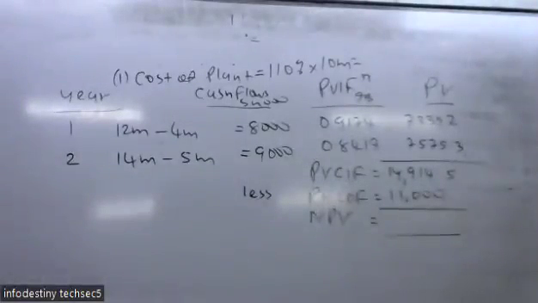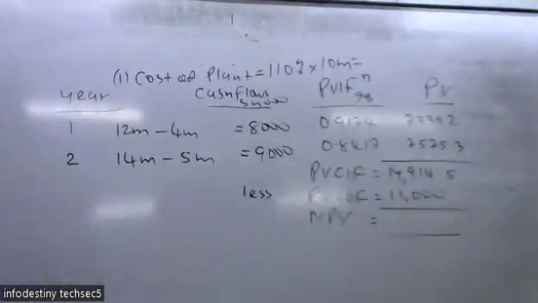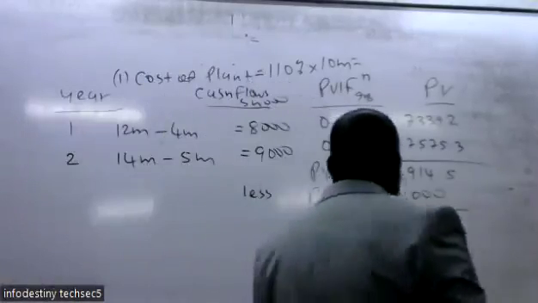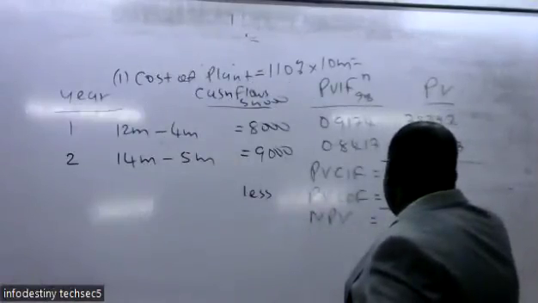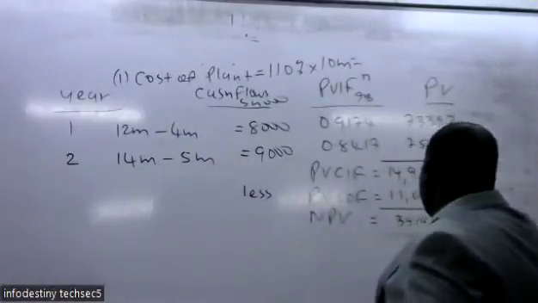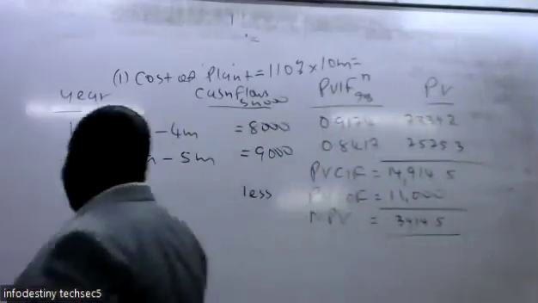You only increase the initial cost by 10%. That means you get 110% to give you the new variable. Then get the new NPV. That means our new NPV will be which year? 3914.5. So we need to get the percentage change in that NPV.